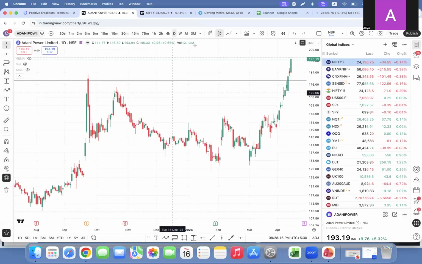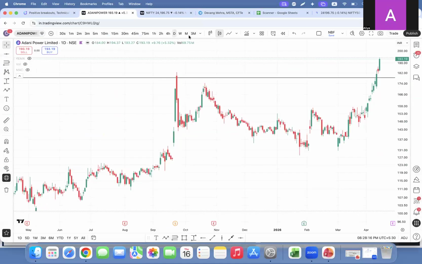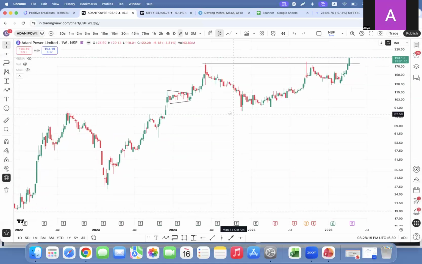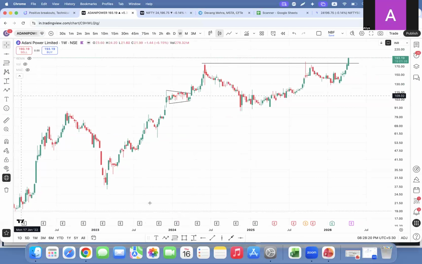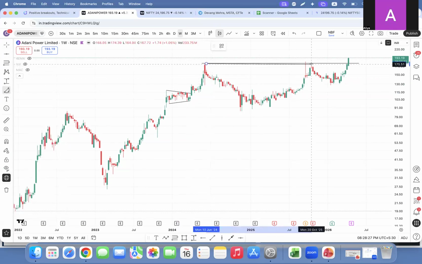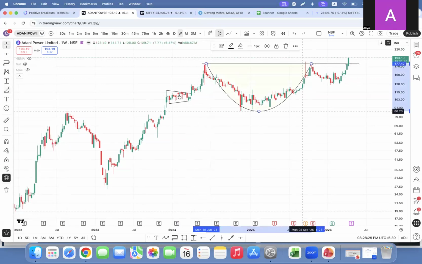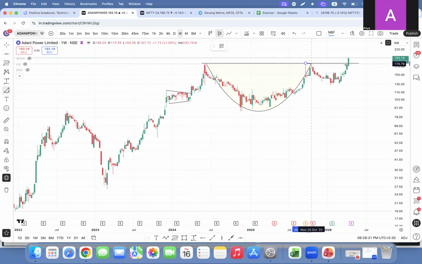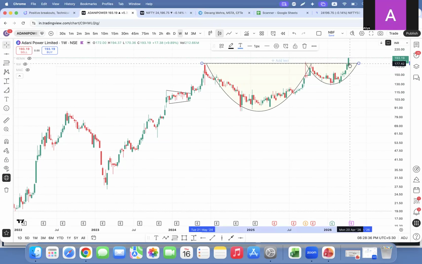So I saw this chart because it came in my scanner. So if you see, there has been a huge cup and handle pattern with a loose base. So I already posted it before breakout, I think, on breakout day. So 180 was a breakout zone. Now, if it holds here and gives a pullback, then you can start to add.